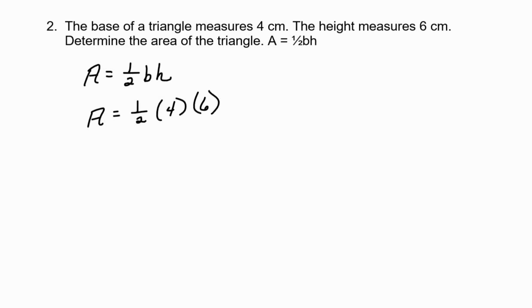Now, when I multiply this out, I can do this a couple of different ways. Normally, when I follow my order of operations, I do multiplication from left to right. But I can also associate multiplication in any different way I want to. So I can multiply 1/2 times 4 first, or I can multiply the 4 times 6 first. It doesn't matter. I'm going to go ahead and take half of 4, which is 2. So then I'm going to have 2 times 6, and that's 12. So 12 centimeters squared is my answer.